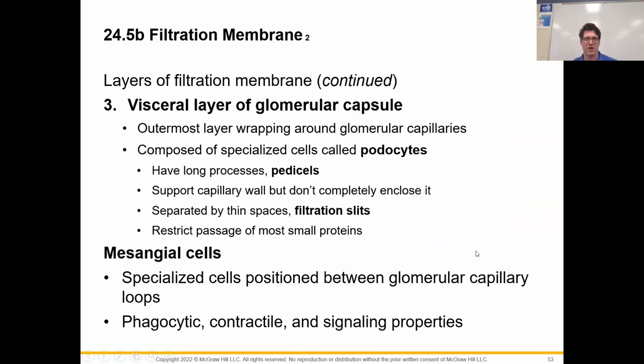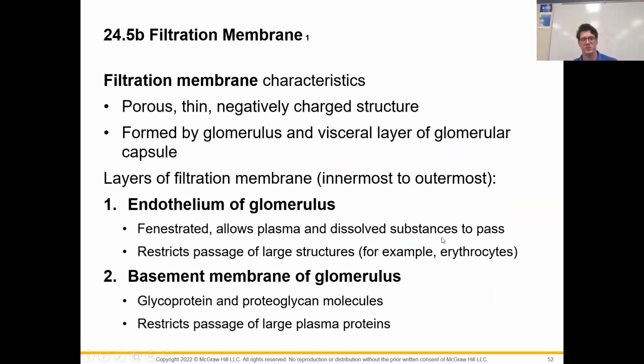Now, our filtration membrane is going to contain 3 layers. We're going to have the endothelium inside the glomerulus. So this is basically the walls of the vessels themselves. These are fenestrated, so they do have holes in them. So this is going to allow some stuff that's dissolved and things like that to pass through them. However, big structures like blood cells are going to stay inside the blood vessel.